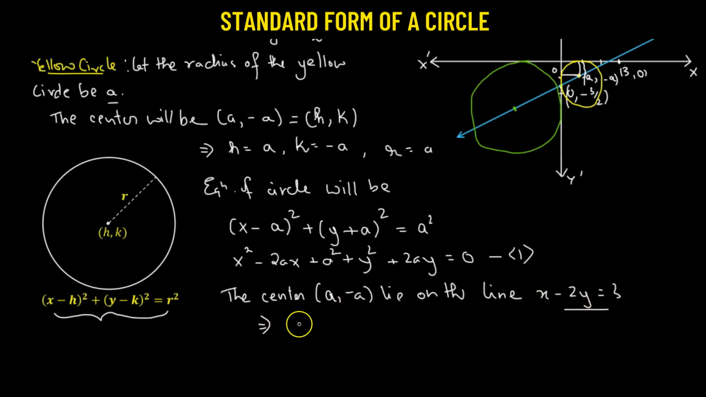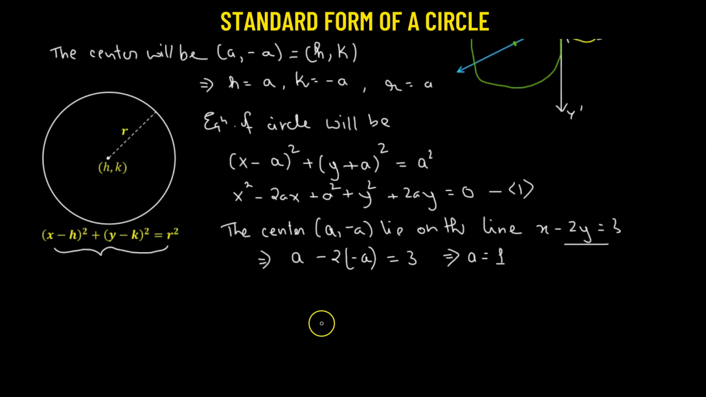So in place of x we replace with a, minus 2 times y. While we replace y with negative a, this must equal 3. So we get a + 2a = 3. Solving for the value of a, we get a = 1. So this is the radius of the circle. We'll say here the radius r, which is a, equals 1 unit, and the center, which we have taken to be (a, -a), has the coordinate (1, -1).